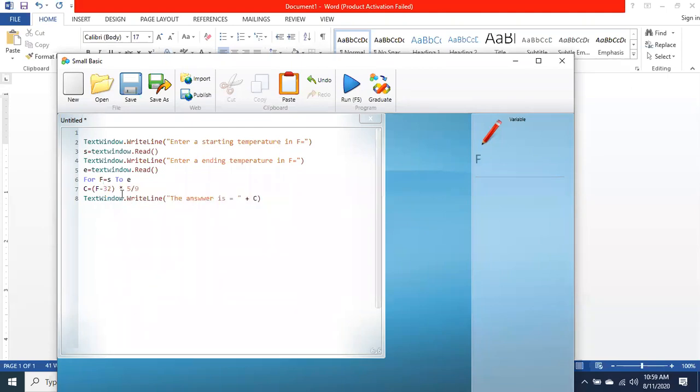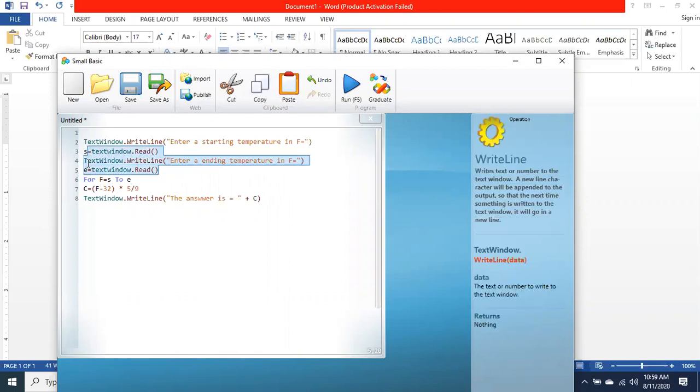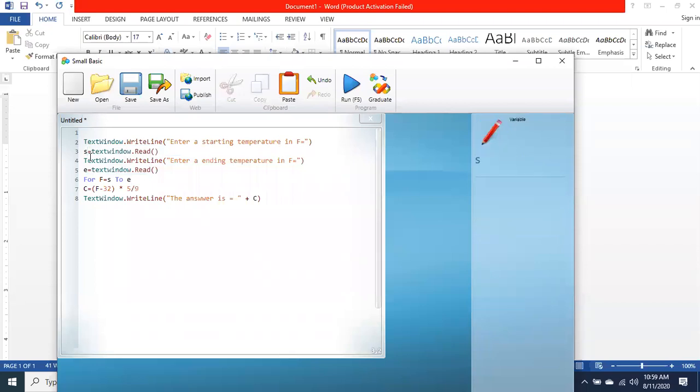We start the loop from F. And why are we starting it from F? Because the temperatures that the user has entered as starting and ending are Fahrenheit temperatures. For example, the user gives 90, then 90 to 100. So let's suppose it is 90. In the very first step, F is 90. Then in the second step, F will be 91. In the third step, F will be 92, 93, and up to the given limit. Then we will convert it, and then we will print the answer. And here we can print it in this way.